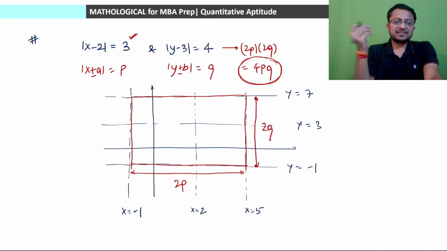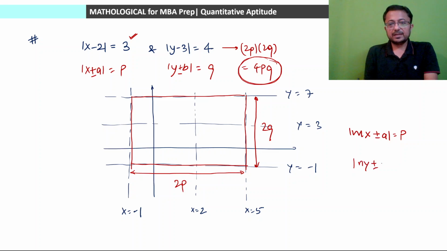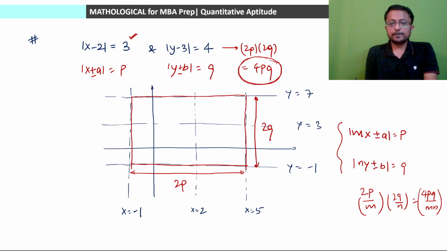Okay. And similarly, just in case our question is mod of mx plus minus a equal to p, and mod of ny plus minus b equal to q, the area will be 2p divided by m into 2q divided by n, that is, 4pq divided by m into n. So the graph will squeeze by m on the x-axis and by n on the y-axis. So the area will be 4pq divided by m into n. Okay. Clear?